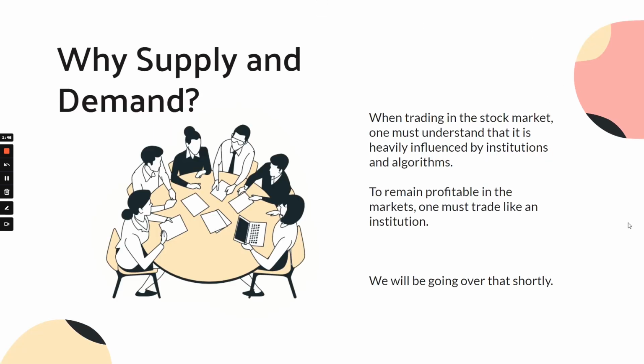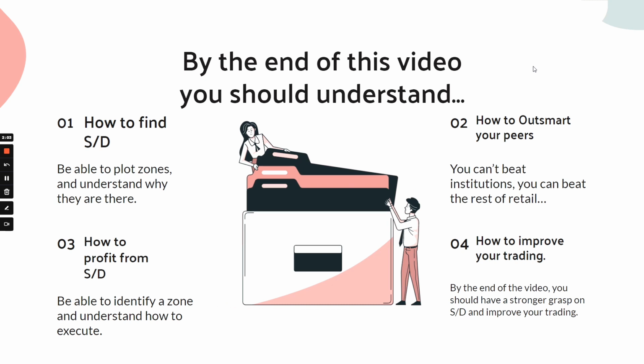Why supply and demand? When trading in the stock market, one must understand that it is heavily influenced by institutions and algorithms. To remain profitable in any sort of market, one must trade like an institution, or at least understand how they trade. And we'll be going over that shortly. By the end of this YouTube video, you should understand how to find supply and demand, how to outsmart your peers, how to profit from supply and demand, and how to overall improve your trading.